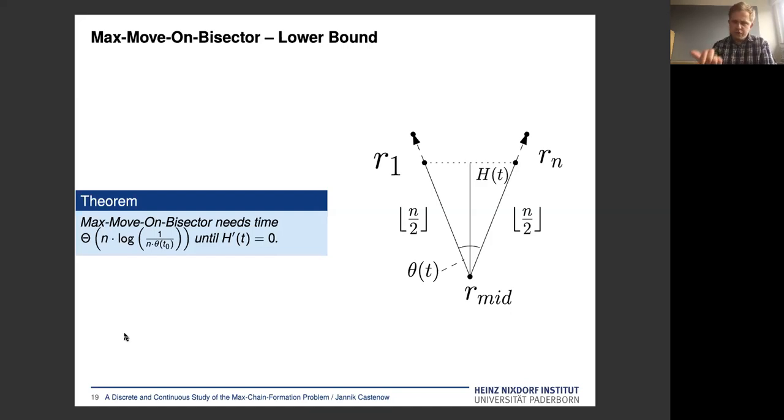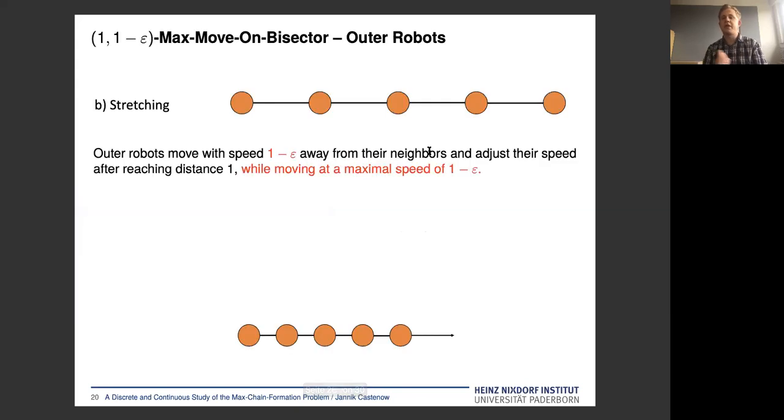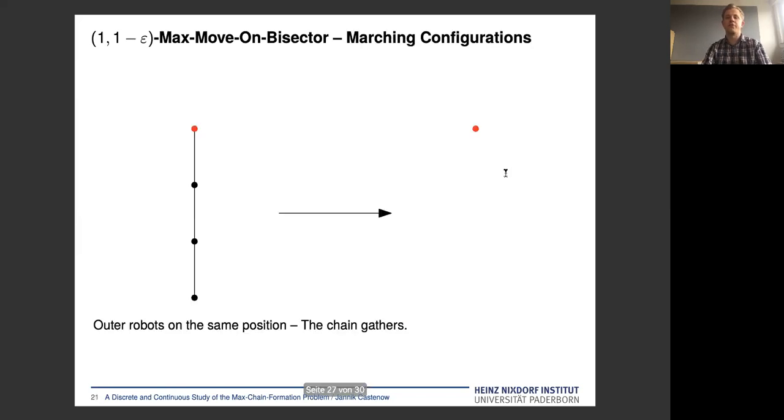And for this class of configurations, we could now identify that a crucial reason why the runtime is that slow is that the outer robots move with full speed. So with the following strategy, we can remove this dependence on delta. It works as follows. Outer robots do not move with full speed. They move only with speed 1 minus epsilon at every point in time. And this epsilon is a constant between 0 and 1.